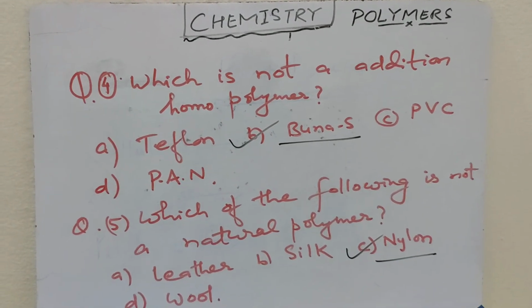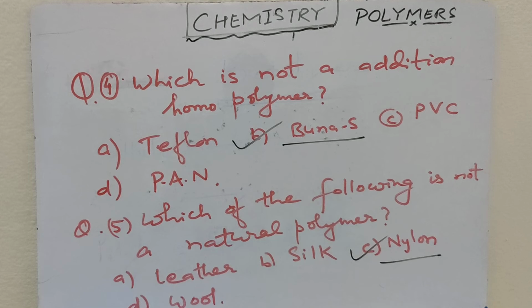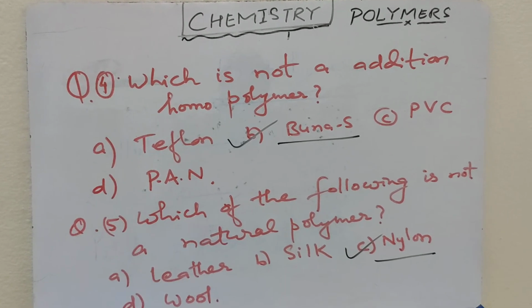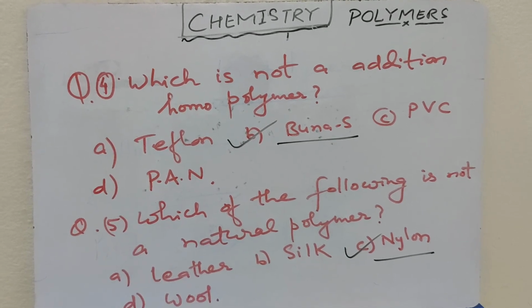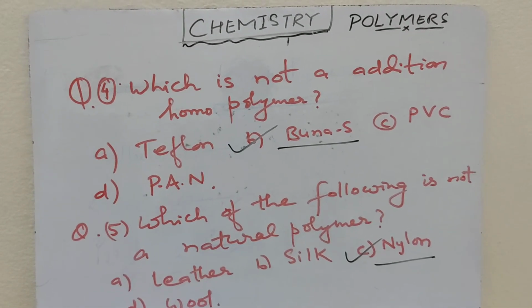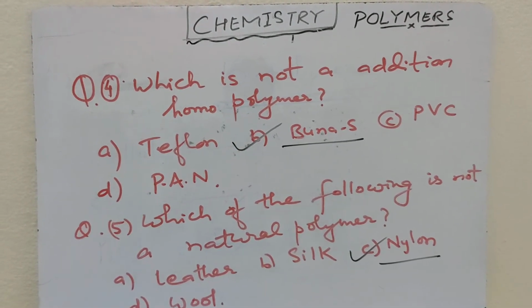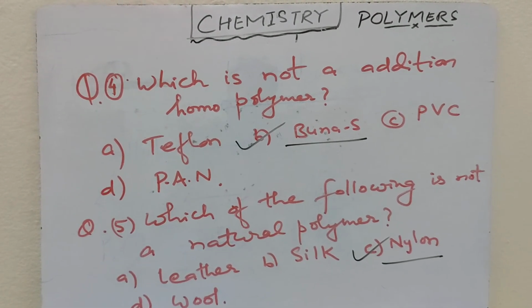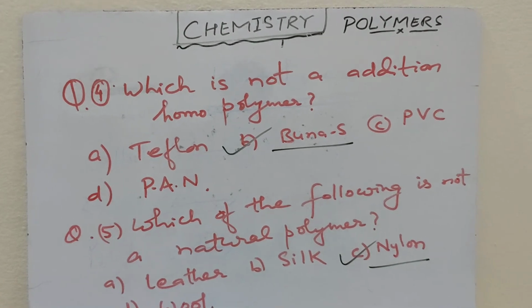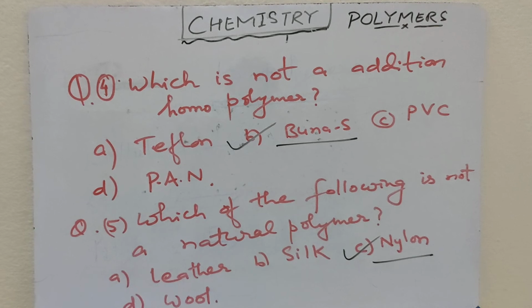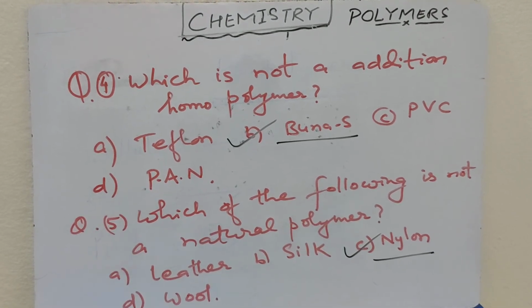Question number 5. Which of the following is not a natural polymer? Natural polymers are polymers which are obtained from plants and animals or from natural sources. Leather, silk, wool, etc. are natural polymers, whereas nylon is a synthetic polymer. There are different varieties of nylon: nylon 6, nylon 6,6, nylon 2-nylon 6, nylon 6,10, etc. So nylon is a synthetic polymer, so it is not a natural polymer. So the correct choice for question number 5 is C.